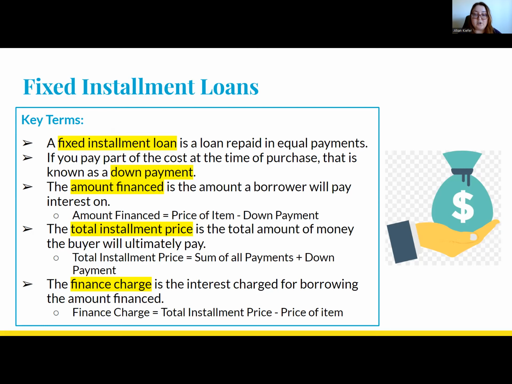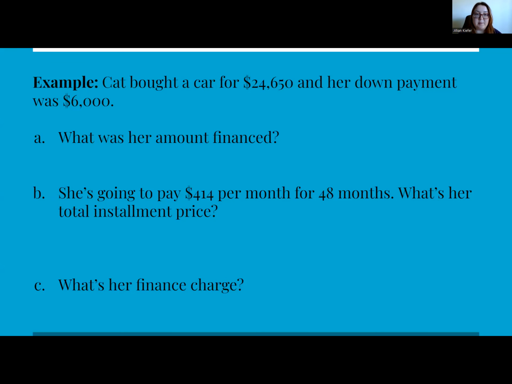And the finance charge is the interest charged for borrowing the amount financed. So the finance charge is the total installment price minus the price of the item. So those are all the typical terms we're going to hear and their corresponding formulas as well. We're going to go through a couple of examples here to work it out.